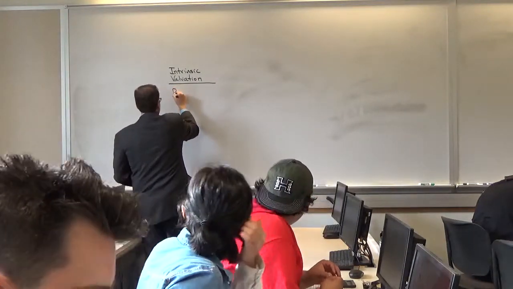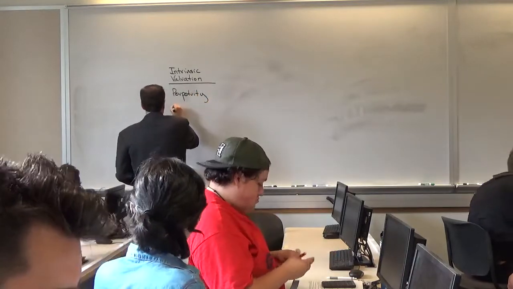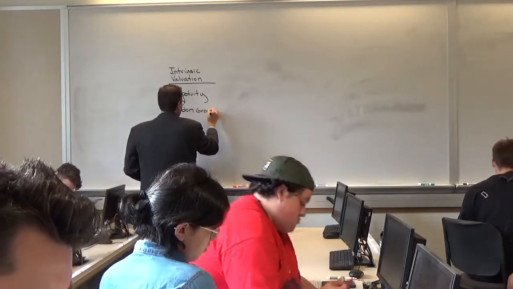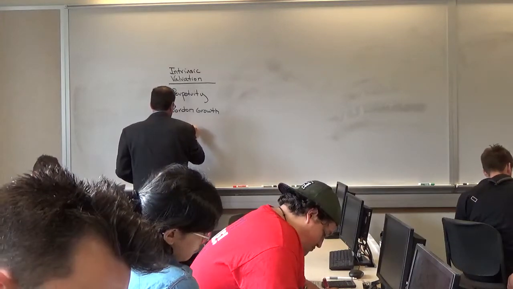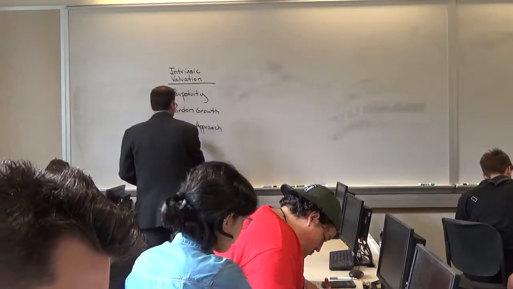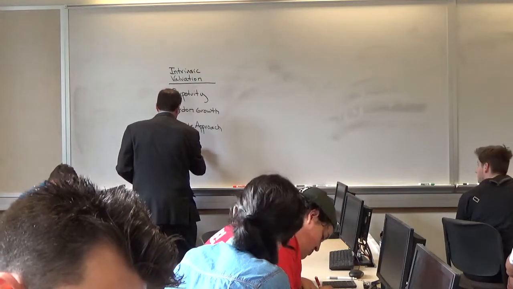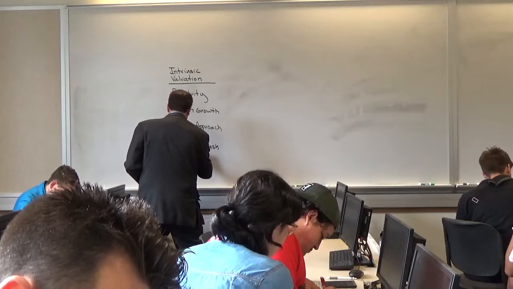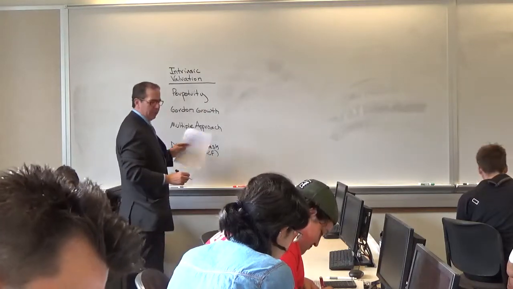What do we have for perpetuity? What's the other one? Loan growth. What's the next one? Multiple approach, and then what's the last one? Got it. Okay, so that's the valuation models.